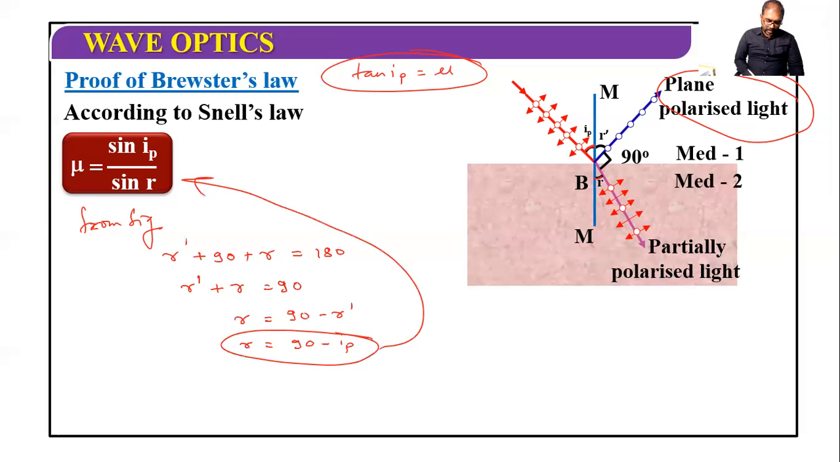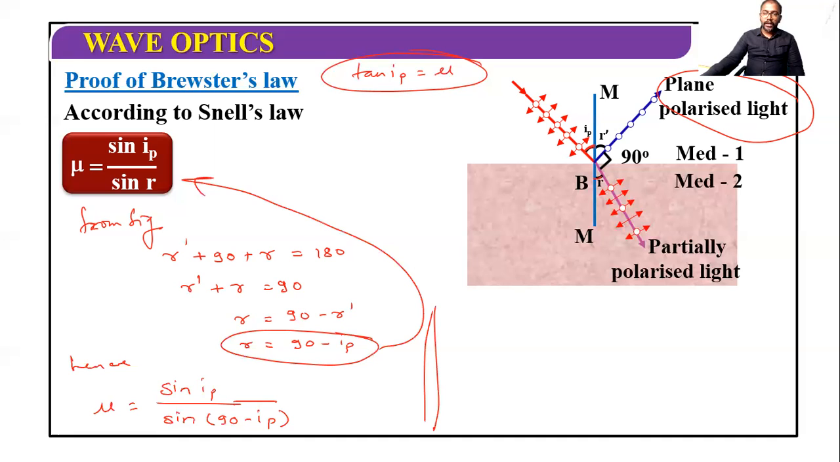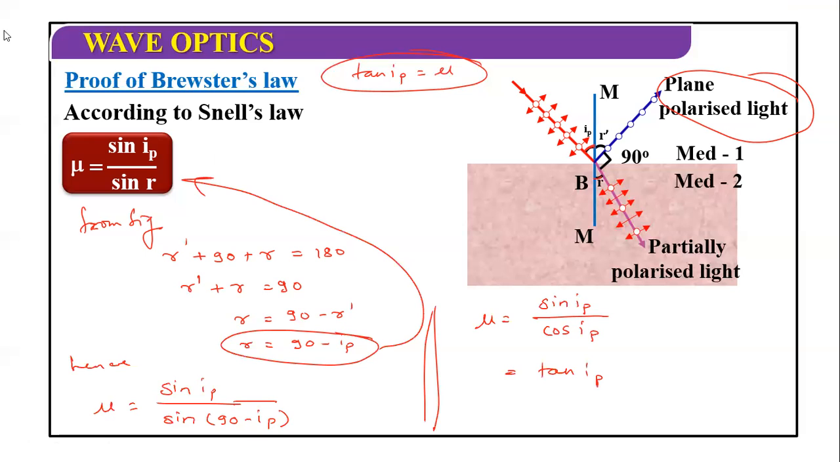Hence, refractive index is equal to sine of i p divided by sine of, instead of r, 90 minus i p. Now, the remaining steps I can write here. Refractive index is equal to sine i p divided by sine of 90 minus i p, which is cos i p. Sine i p divided by cos i p is tan of i p. So refractive index is equal to tan of i p.